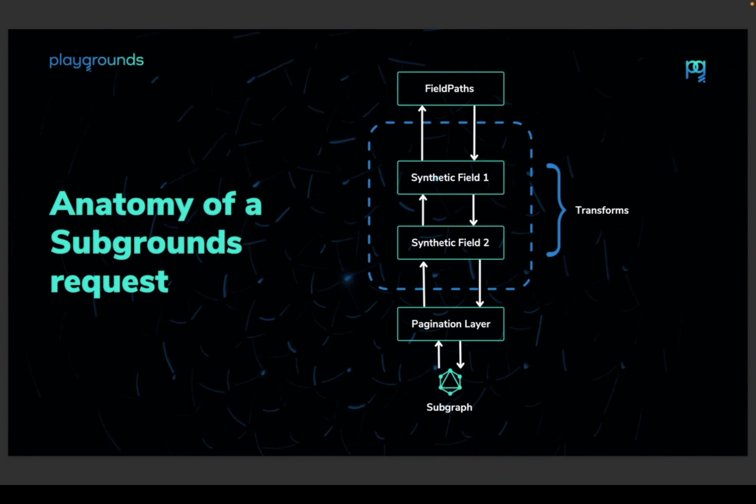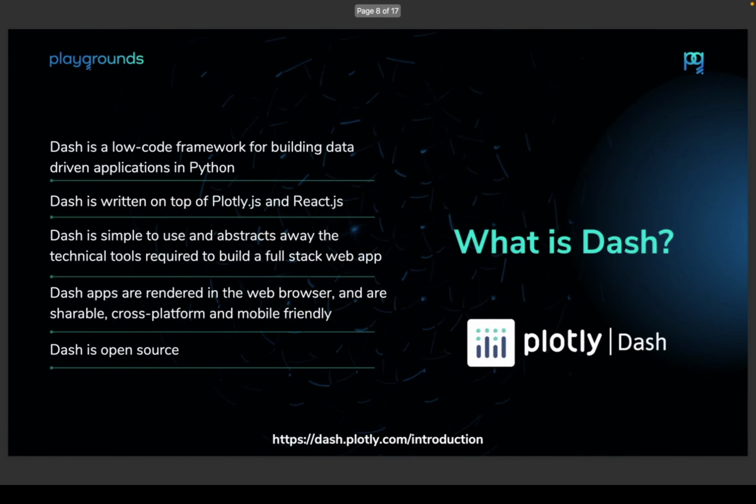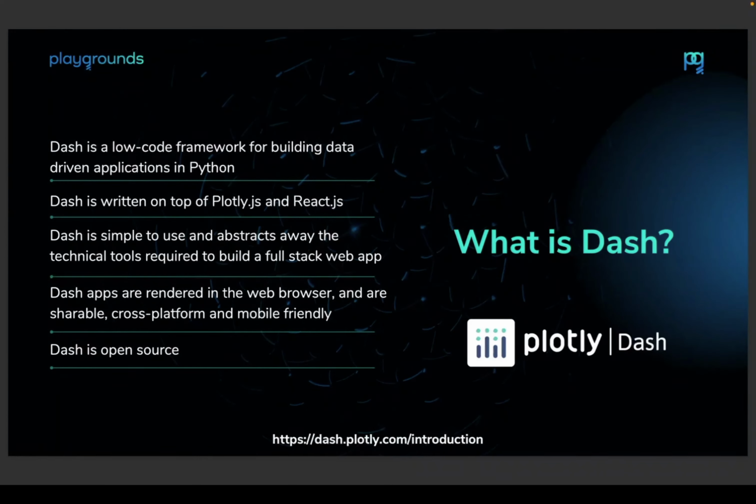So let's jump in: Dash and Subgrounds. First of all, why did we choose Dash as the library to embed into Subgrounds? Well, the first reason is Dash is a low-code framework for building data-driven applications in pure Python. Again, we're focusing on simplicity, a language that's easy to use, and Python is just that. Dash is written on top of Plotly JS and React, so the apps you build will look familiar, especially for front-end devs. They don't have to learn new tools. Data analysts don't have to learn front-end development to use Dash. It's quite out of the box.